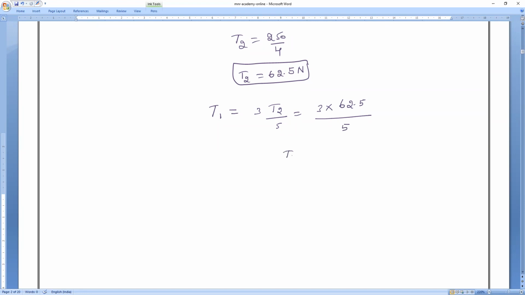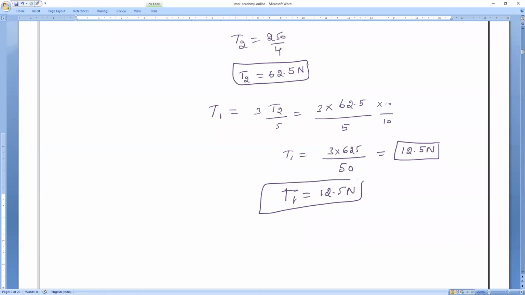I can write this by multiplying with 10 in both numerator and denominator, so it turns into 3 into 625 divided by 50. Any problem for anybody? If you solve that one, you will get how many newtons? T1 is equals to 12.5 newtons. Please all of you solve.